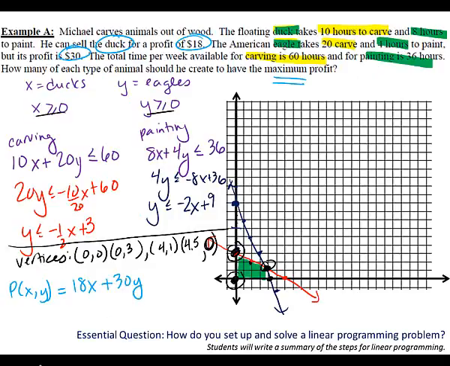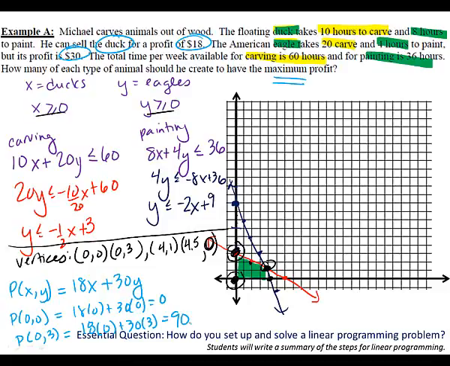To figure out what he should do, notice these vertices that we've got? We're going to plug those into this profit equation now. If I make 0 ducks and 0 eagles, what's my profit going to be? 0. That makes sense, right? I'm not going to make any money if I don't do anything. Let's try 0 ducks and 3 eagles. So 18 times 0 plus 30 times 3. 90. So if he just makes 3 eagles and spends all his effort on eagles, he's going to make $90.